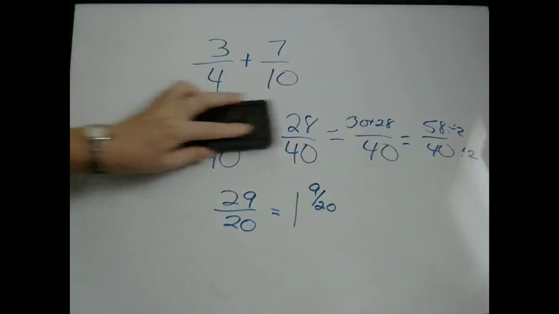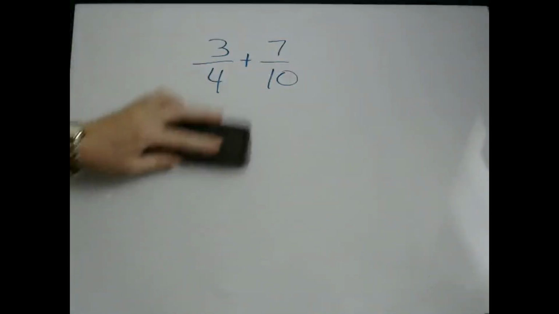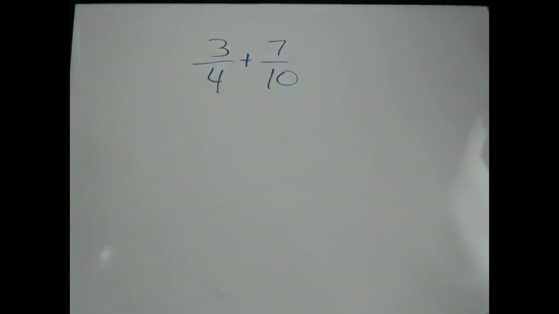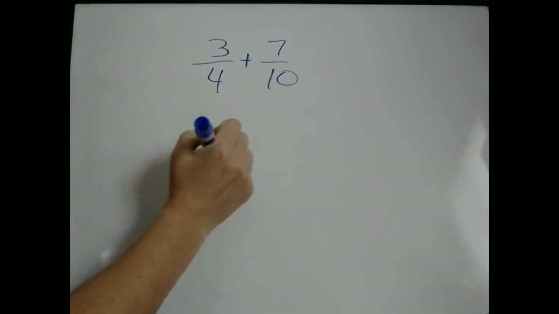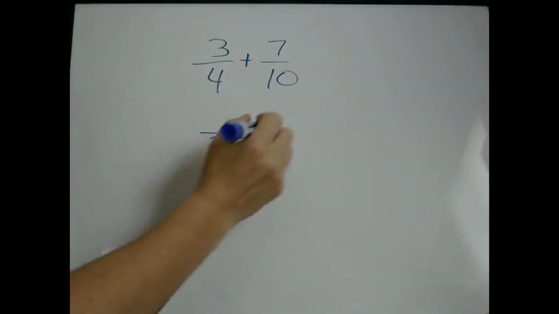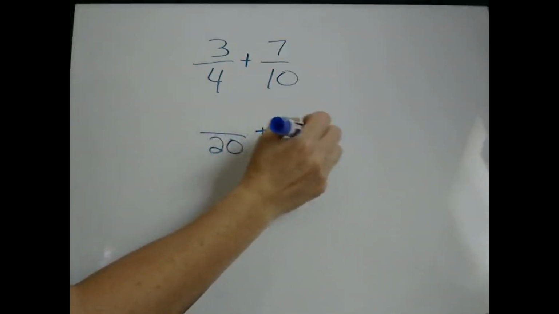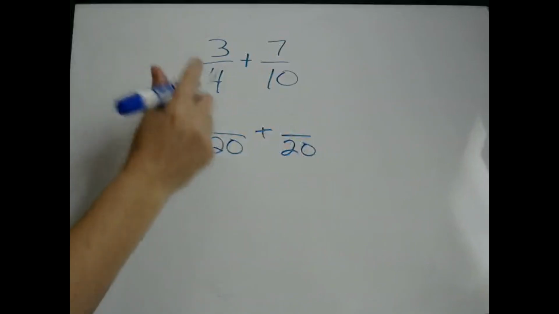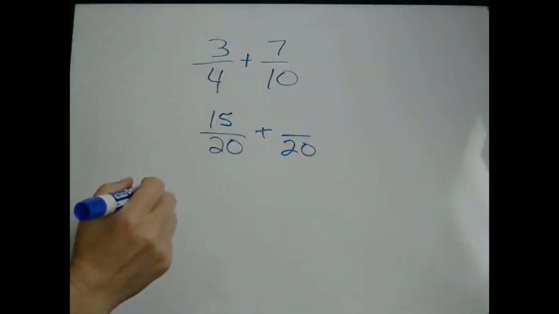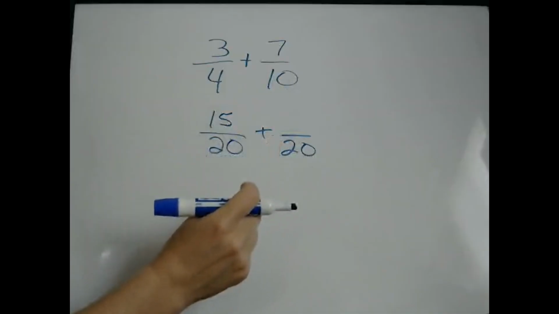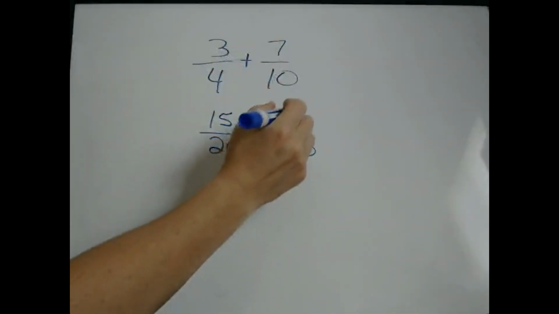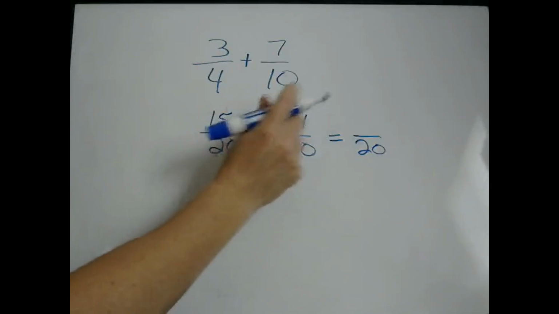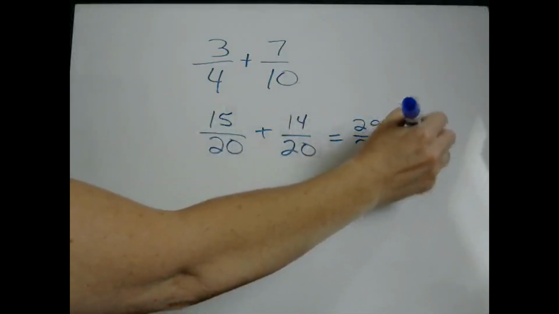Now let me show you another way to do this. If you can recognize that, hey, both 4 and 10 will both go into 20 evenly, then you can make your common denominator 20. How do you get from 4 to 20? You multiply by 5. So now we have to multiply 3 by 5, which is 15. How do you get from 10 to 20? You multiply by 2. So now we need to multiply 7 by 2, which is 14. Again, keep the same denominator, add these two together, 29/20 or 1 and 9/20.